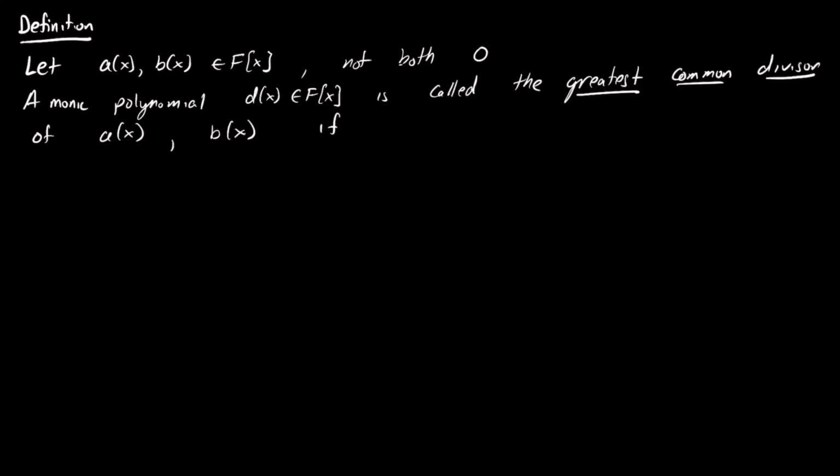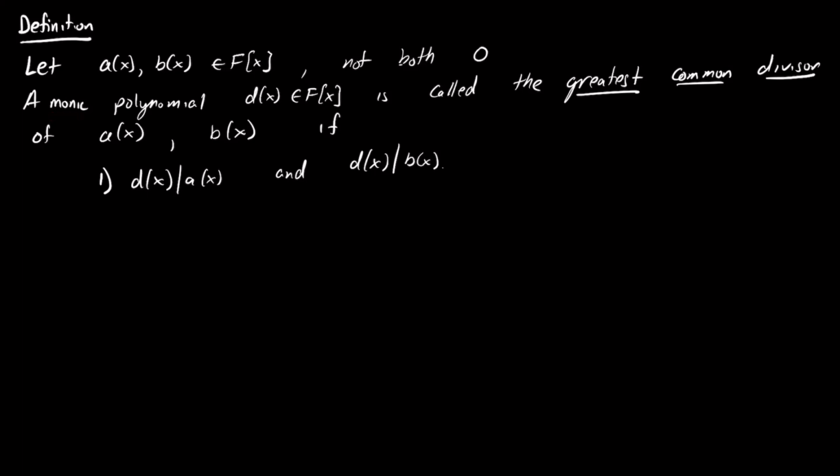So we're going to say a monic polynomial d(x) in F[x] is called the greatest common divisor of a(x) and b(x) if, first, d(x) has to divide a and d(x) has to divide b. And now the question you might ask is, why are we assuming the polynomial is monic?